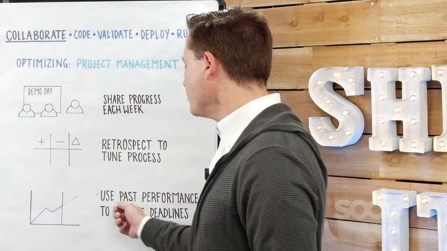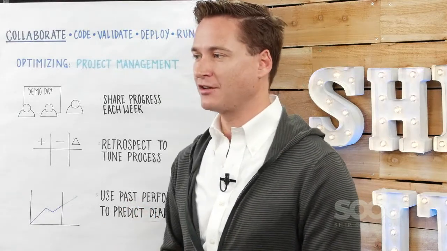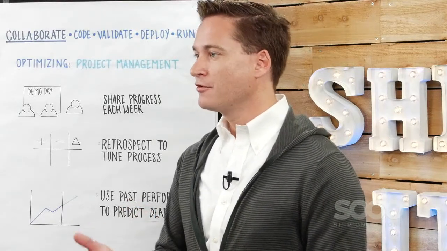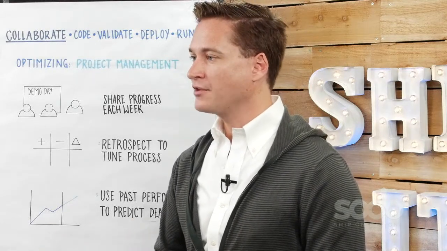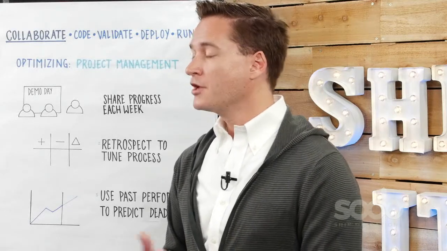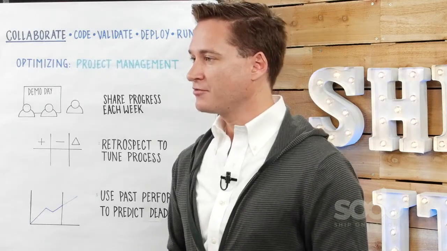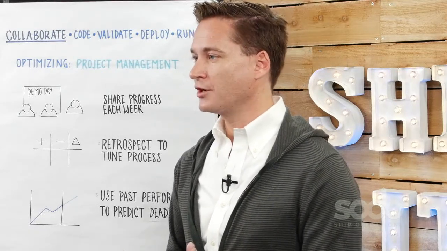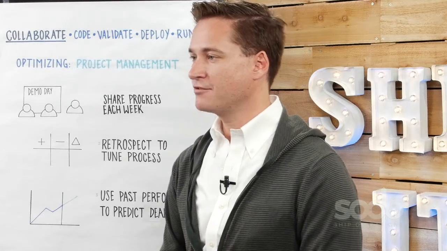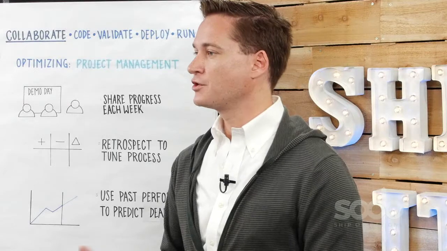Optimization 3. Use the past performance in order to predict future deadlines. Again, you can do this formally, for example in Scrum, where you track story points and look at the team's velocity in order to figure out when they're going to complete things in the short term. You can also do it less formally, looking at the number of tasks that are completed over a rough period of time, and assuming that the tasks you're taking on in the future are similar in size to the tasks you've taken on in the past, using those numbers in order to predict future deadlines. And this is important because it allows your project management process to give meaningful dates and predictions to your product managers and to your stakeholders.